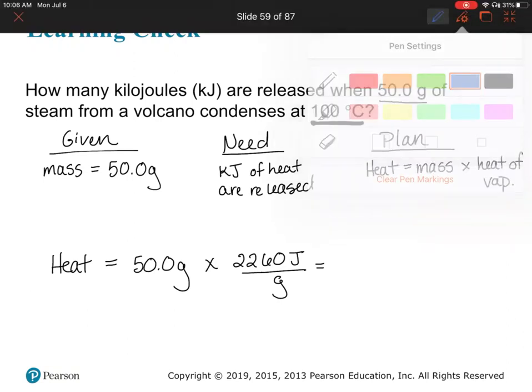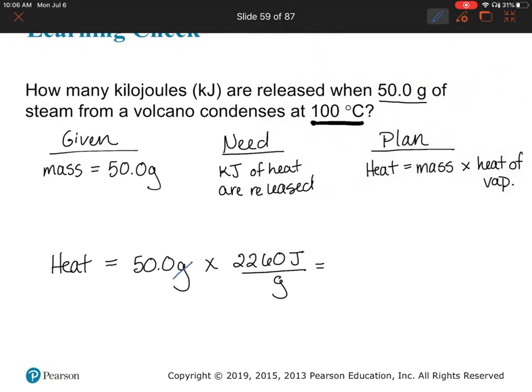So similar to before, our units of grams cancel and we're left with joules. So we have 50.0 times 2,260. So let's plug that into our calculators. Wow, okay, I get a really big number. 113,000 joules. So that's 113,000 joules.